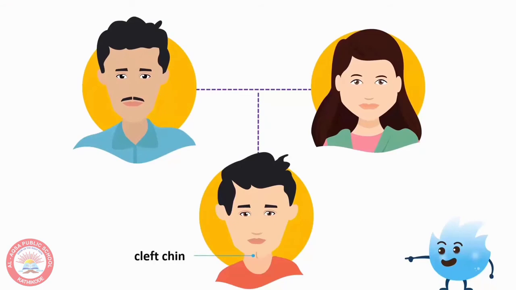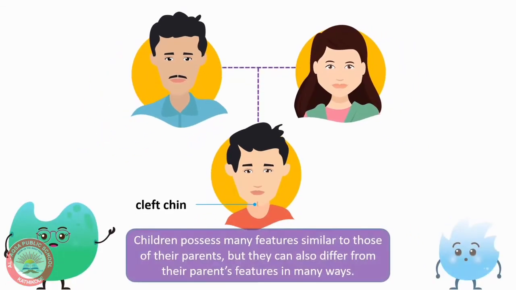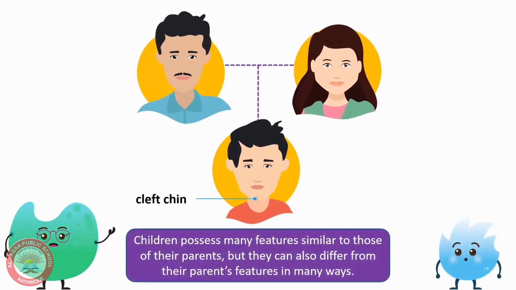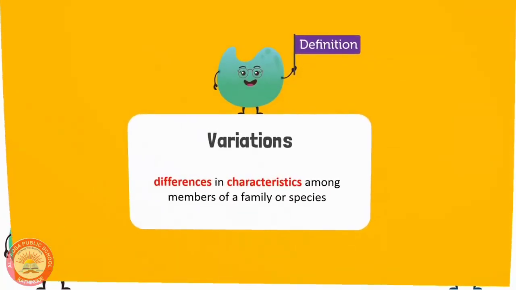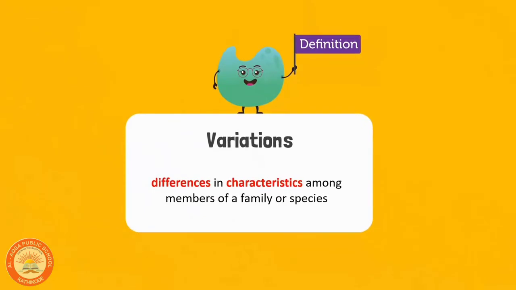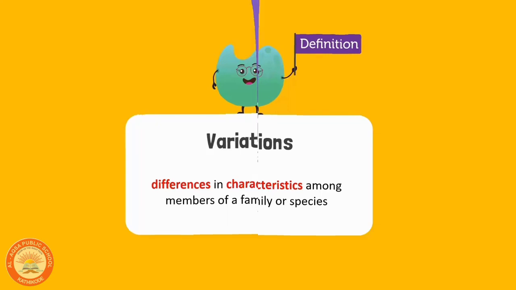Now, let us look at this picture once again. See that the son is having a cleft chin, but both his parents do not have a cleft chin. How is that possible? Though children may have many similar features to their parents, they might also have different features in many ways. This is called variation. Variations are differences in characters among members of a family or species.